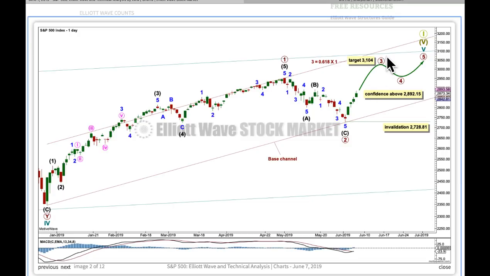It may only subdivide as an impulse, and within it, no second wave correction may move beyond its start below the invalidation point. Along the way up, a new high above the confidence point now would invalidate the bearish alternate wave count, and that would add confidence to the bigger picture for this main wave count that expects new all-time highs in coming weeks.